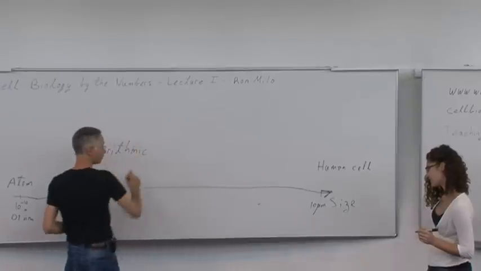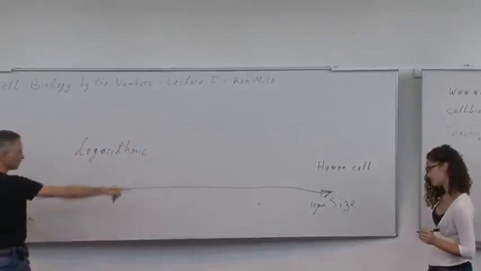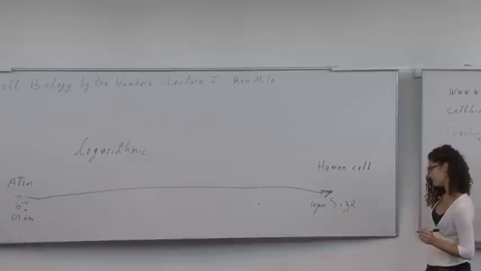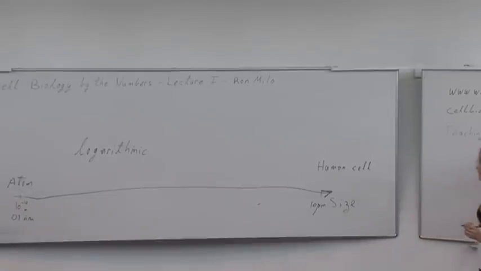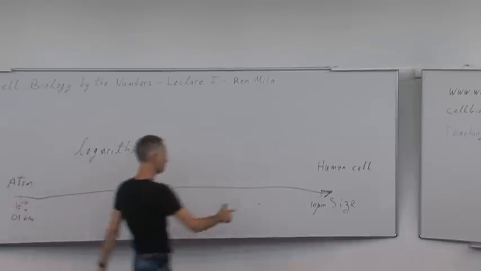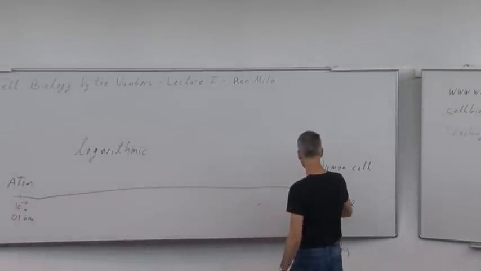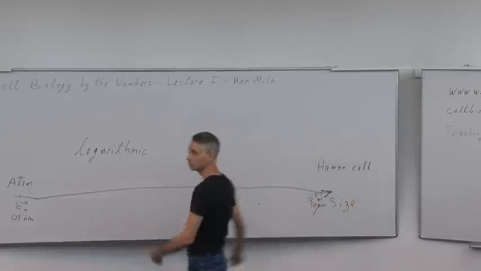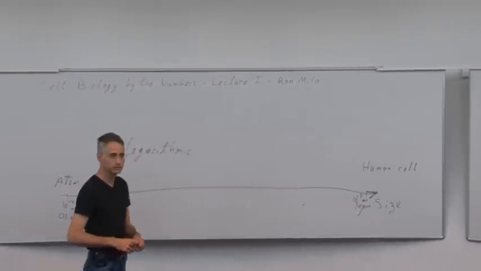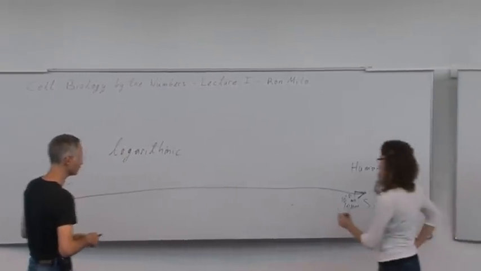Logarithmic. Okay, which means what? Between here and there, how many orders of magnitude do we have? 4, 6. So that was 10 to the minus 10 meter. This was 10 times 10 to the minus 6. So that's 10 to the minus 5 meter. Okay? So we're separating this into 5 parts. Can you help me separate into 5 parts, roughly?